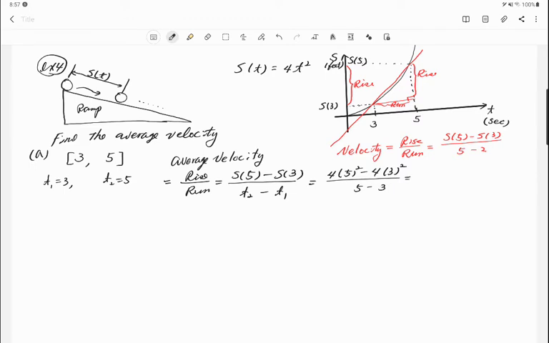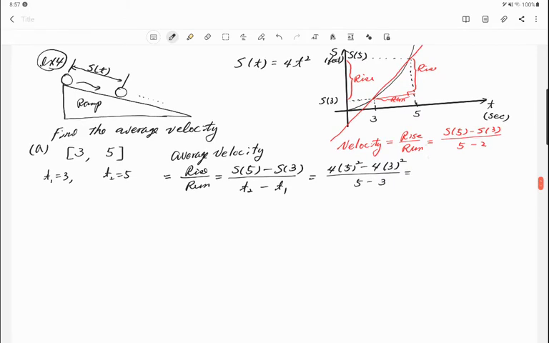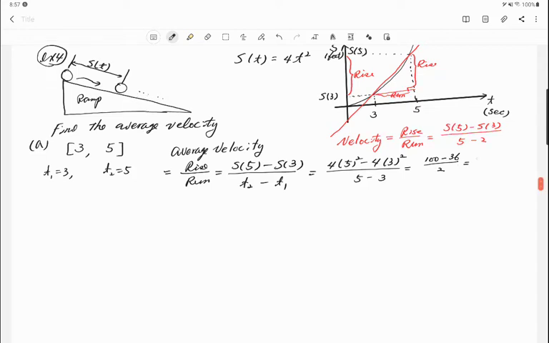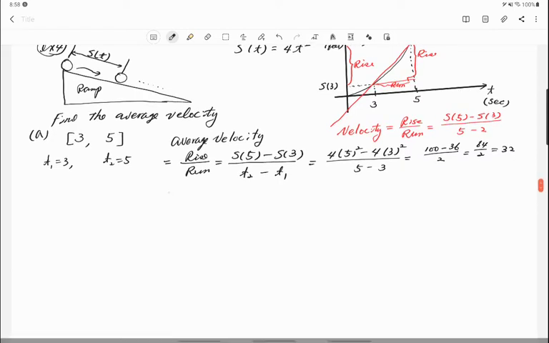Okay, let's keep going. Then 25 times 4 is 100 minus 9 times 4, 36 over 2. Then 64 over 2 is 32. All right, we got 32. So 32 means what? 32 means 32 over 1, right?